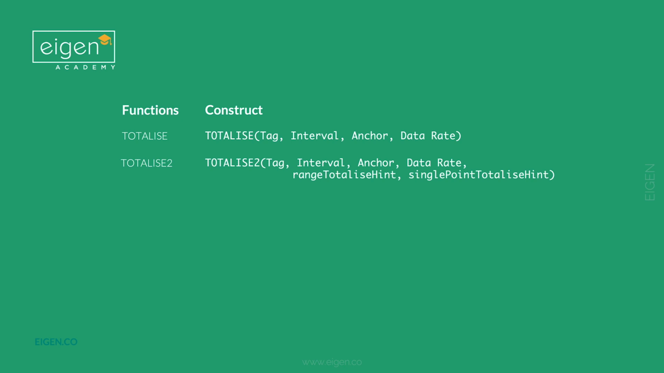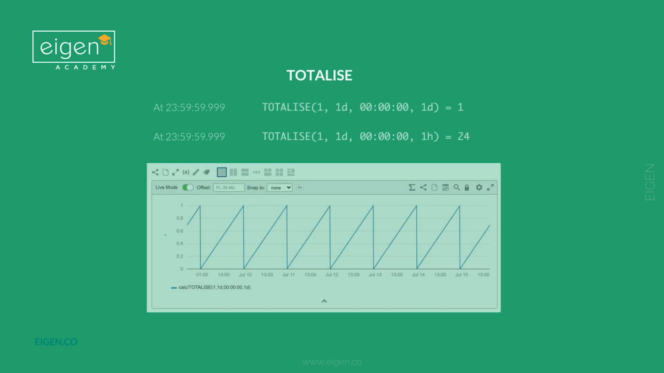Totalise 2 has more inputs. It has the tag, the interval, the anchor, the data rate, plus a range totalize hint and a single point totalize hint. So this allows you to tune the level of accuracy versus speed that you would like. So the totalize function has inputs like this.